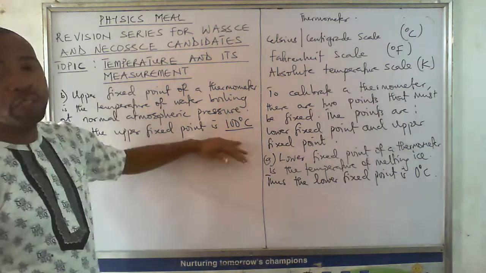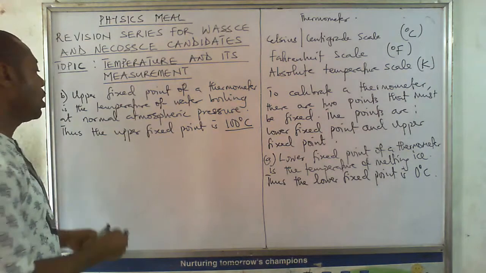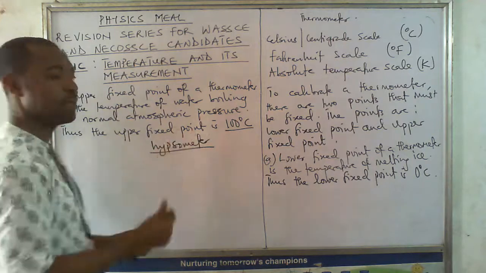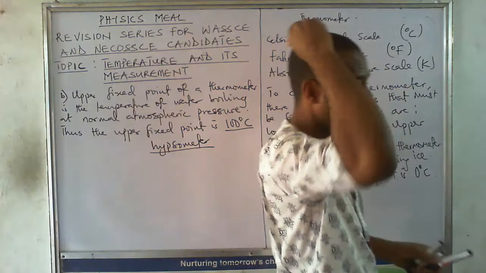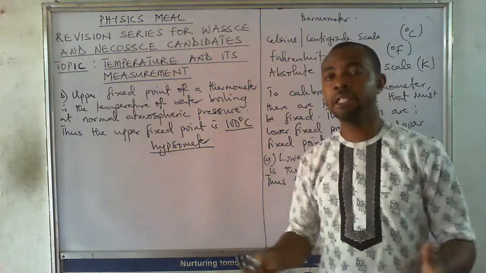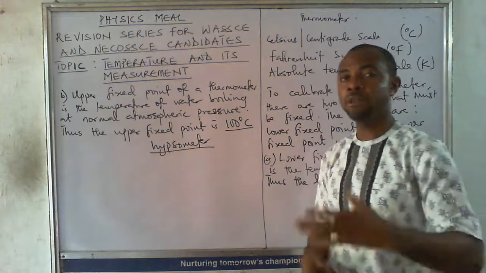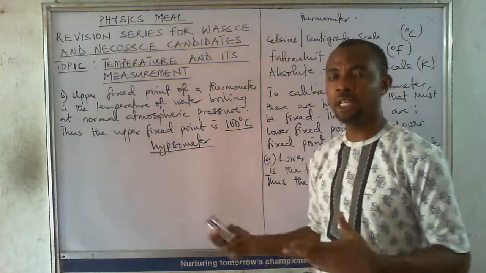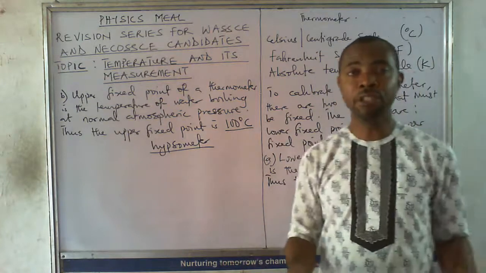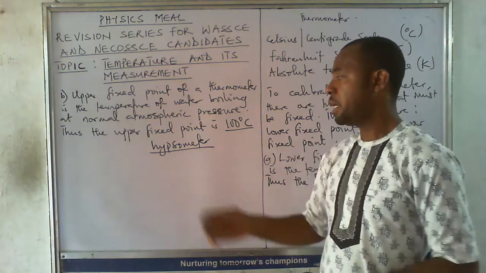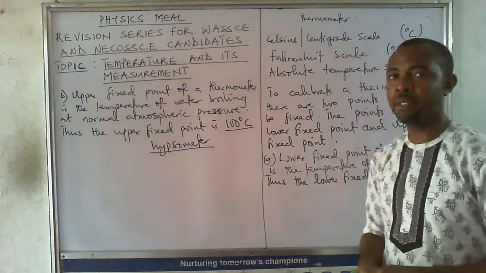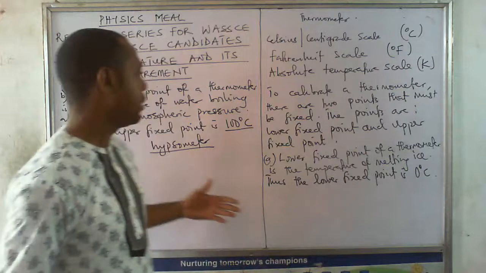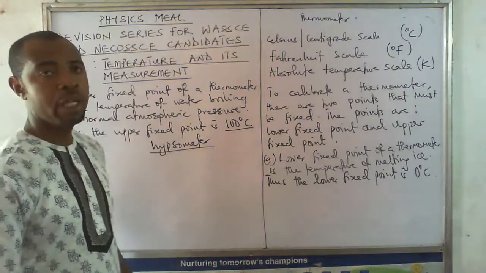there is a special instrument we normally use in the determination of the upper fixed point, they call it the hypsometer. We'll not go into those experiments because this is a revision series, but when you have your standard textbook, General Certificate Physics by Abbott, and also the New School Physics, you can actually consult them as you are watching these revision classes. You verify some things, the hypsometer, know the diagram of the hypsometer, in case they ask you to describe an experiment to determine the upper fixed point of a thermometer.